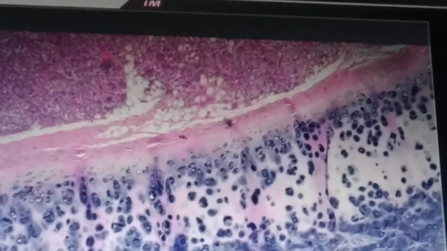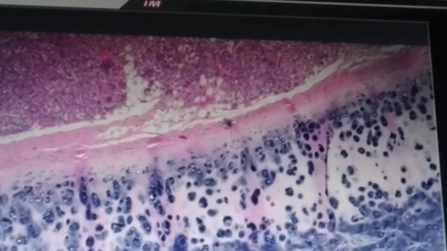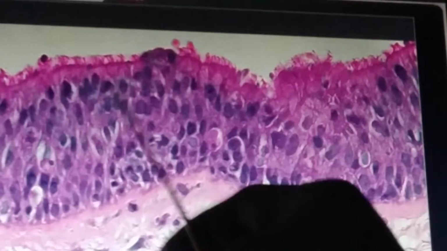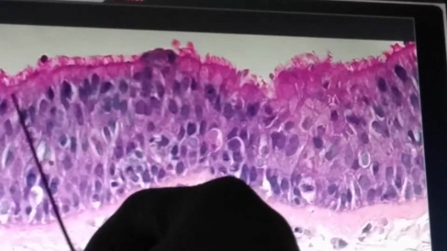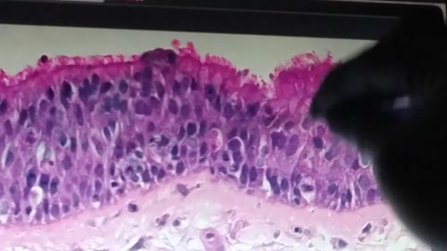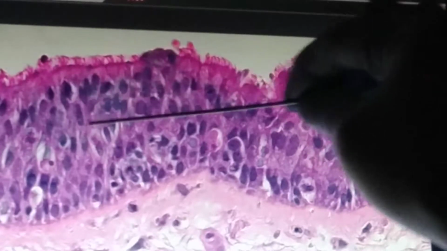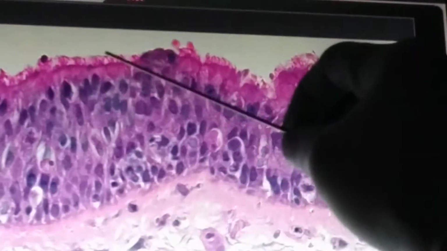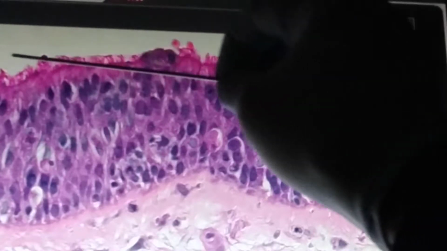I'm going to put it in a higher power in a second to show you the details of each of the layers. I'm going to start from the top. This is showing the epithelial lining, which is pseudostratified columnar epithelium. Look at the nuclei at different levels, and look at the tall columnar cells that are staggered on each side. Look at the cilia. It is ciliated epithelium, and this is the inner lining of the trachea.